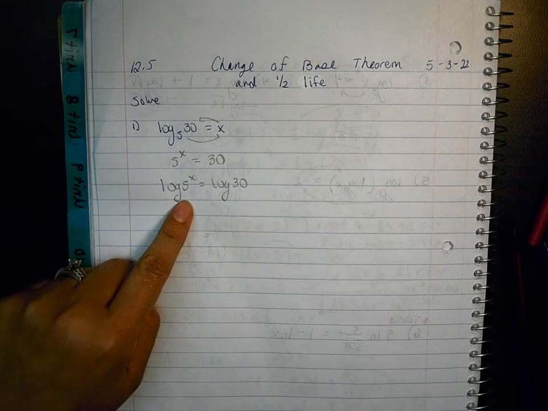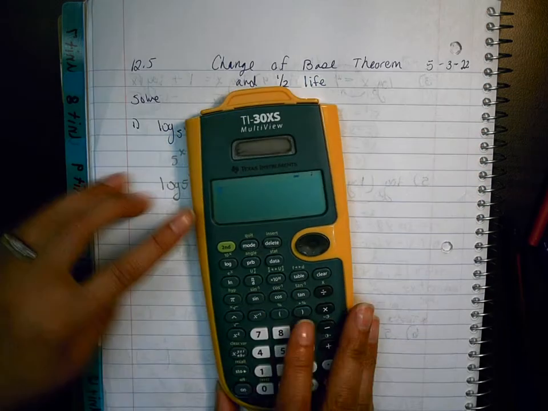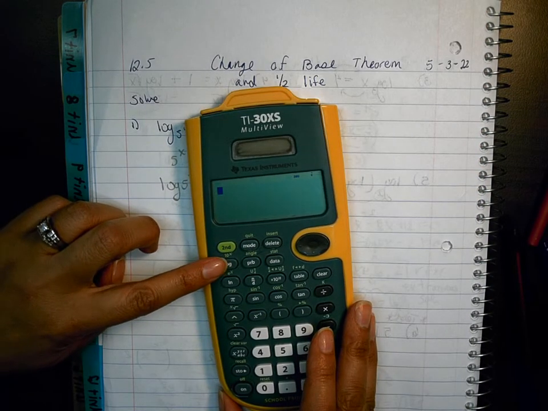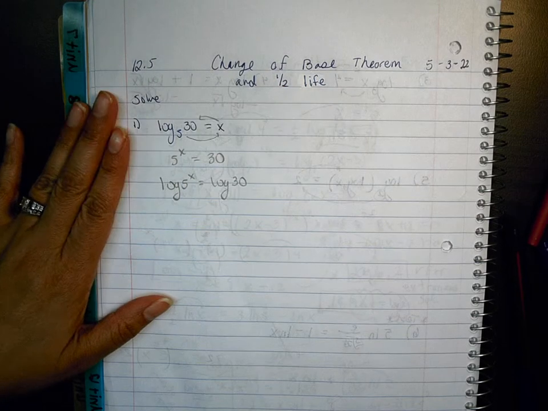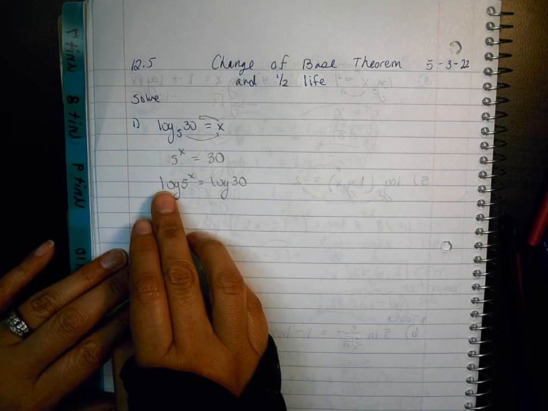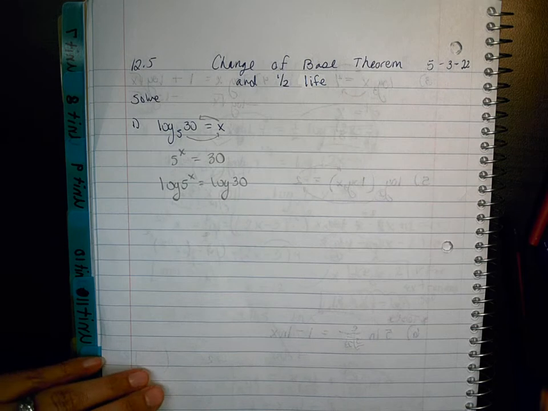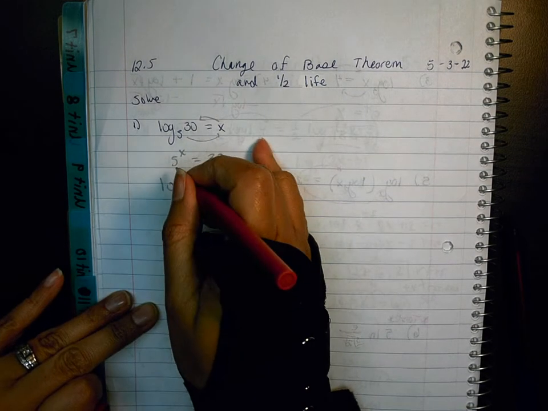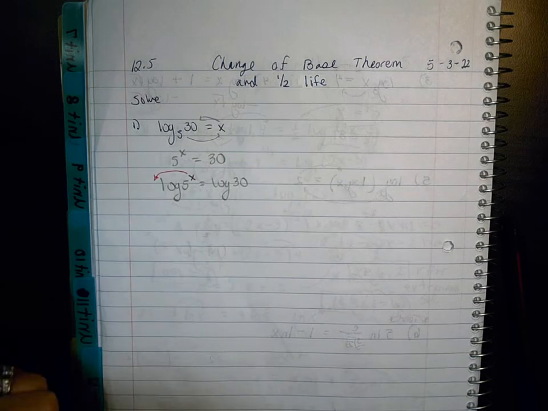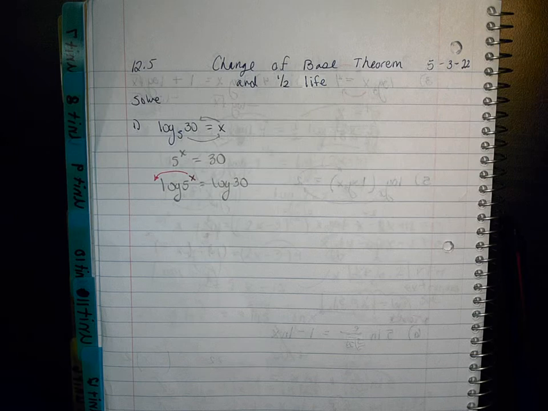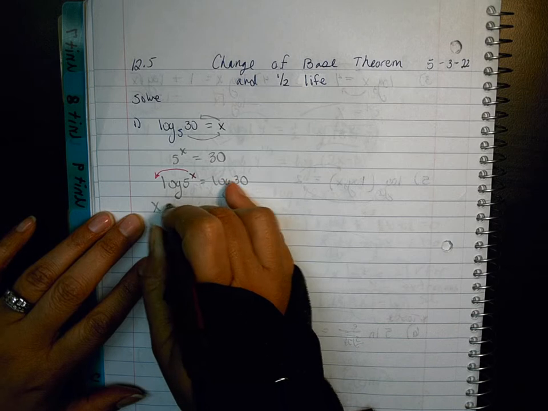Why am I choosing base 10? Because we're eventually going to plug this in our calculators, and I want it to be base 10 because that's what the log key here is programmed with. It's also programmed with the base of e, but I'm going to use base 10. So log base 10, I don't have to write the 10, of 5 to the x equals log of 30. The whole reason I'm doing log of both sides is to be able to get this exponent down as a coefficient so I can solve. I don't know how to solve it here. I can't get them to the same base, so at least this allows me to take the x down as a coefficient.